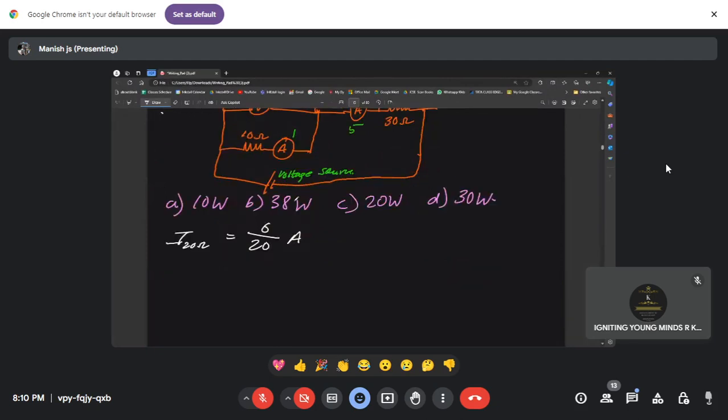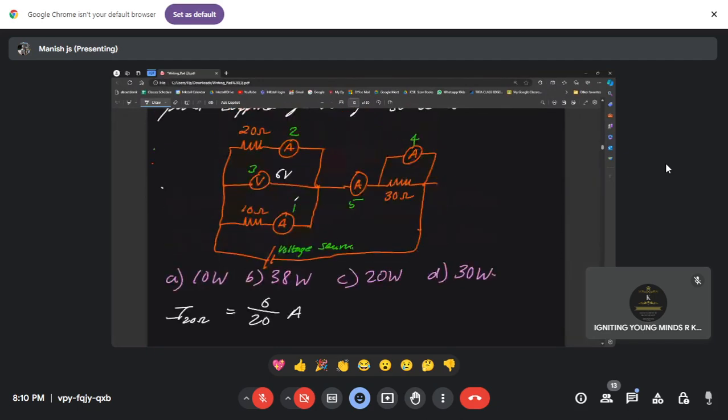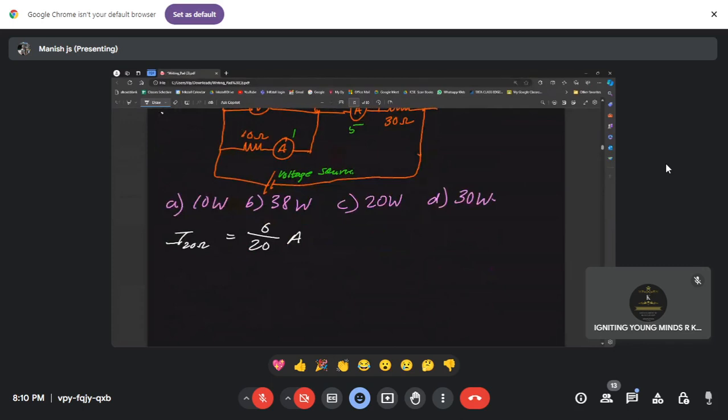Same way, what is the current passing through the 10 ohms resistor at the bottom, can you see? The current passing through the 10 ohms resistor is, again, I is equal to V upon R. V is 6, so 6 upon 10. So 6 upon 10 amperes is basically the current.